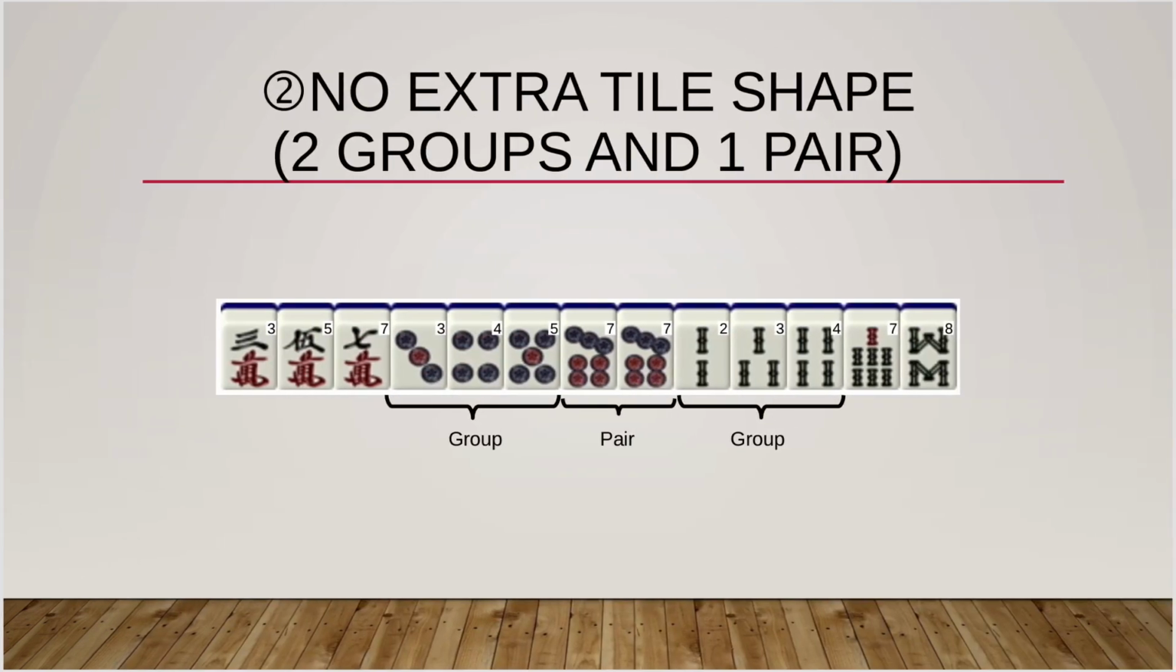This hand is also no extra tile shape because it has 2 groups and 1 pair, and all tiles contribute to acceptance.